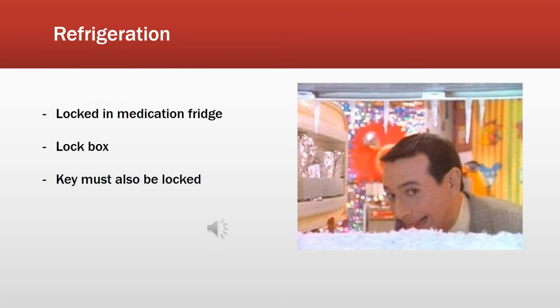If medications are locked in the medication fridge with a padlock, that's fine. Otherwise, if there is no lock on that fridge, there needs to be a lockbox within that fridge. The keys also must be locked and carried on your person at all times. There's also a flow sheet that is attached to the medication fridge. This is just a daily check-off where you check the temperature, just making sure that the fridge didn't die overnight or somebody didn't accidentally bump the thermostat. If the temperature gets too hot or too cold, it could damage the integrity of the medications within that fridge.